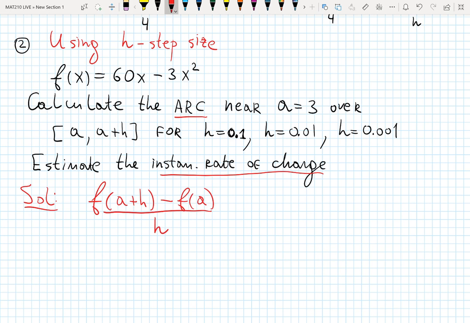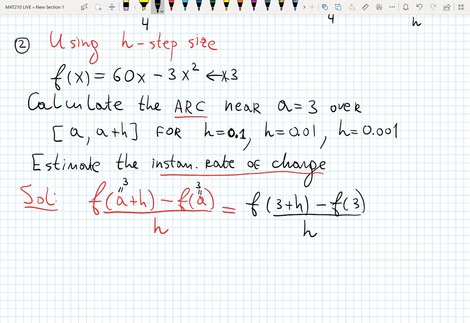And we can start plugging in, at least three times. a is fixed, it's 3, and then h is changing. So every time we're going to have f of 3 plus h, minus f of 3, over h. But for f of 3, that means I need to plug 3 in over here. So x is 3 over here, and also plugging in x equals 3 plus h. That's the one that the students get confused all the time.